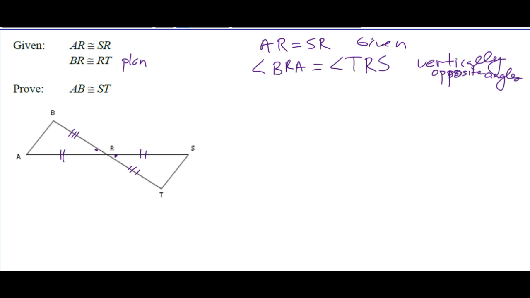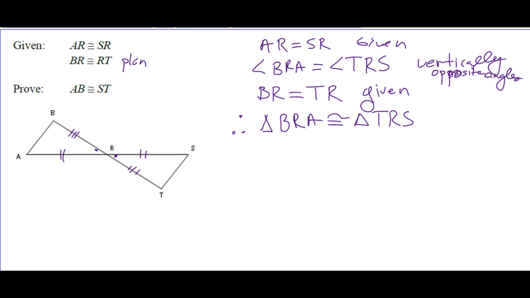And then we've got the other sides, AR and SR. So now we've got BR is equal to, I'm going to call it TR. It doesn't really matter if you call it RT, but BR is going from this angle into the middle, and TR is going that same way. And that's given. Therefore, triangle BRA is congruent to triangle TRS, and the reason is side angle side.